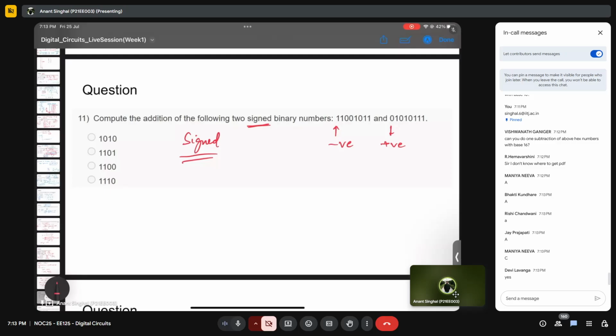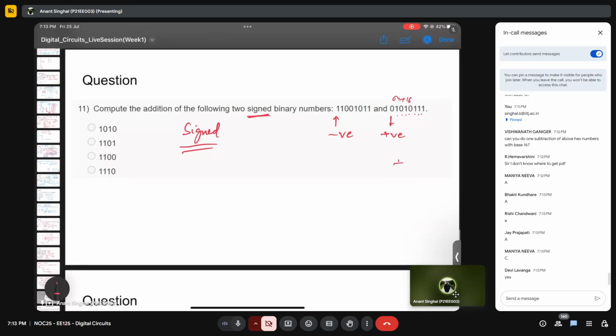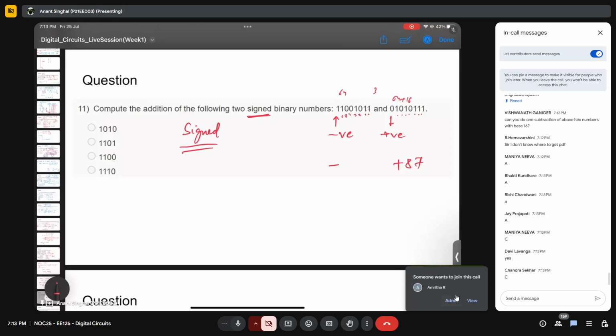So if I try to find the decimal equivalent, it will be 64 plus 16 plus 4 plus 2 plus 1, which is 87. So this is plus 87, and this is negative of 64 plus 8 plus 2 plus 1, so I think it's 75.